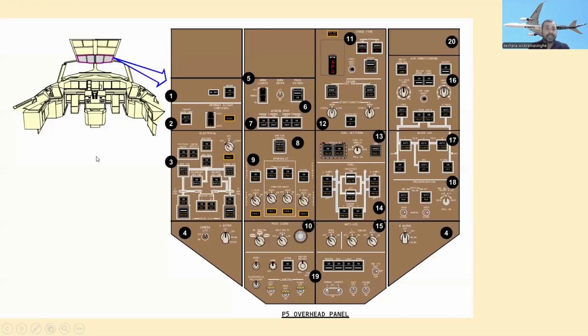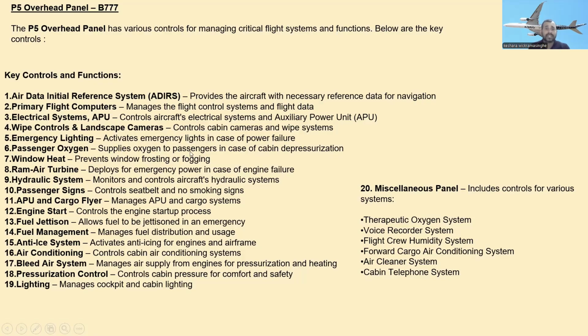And number 6, passenger oxygen. Here is the passenger oxygen. It supplies oxygen to passengers in case of cabin depressurization.